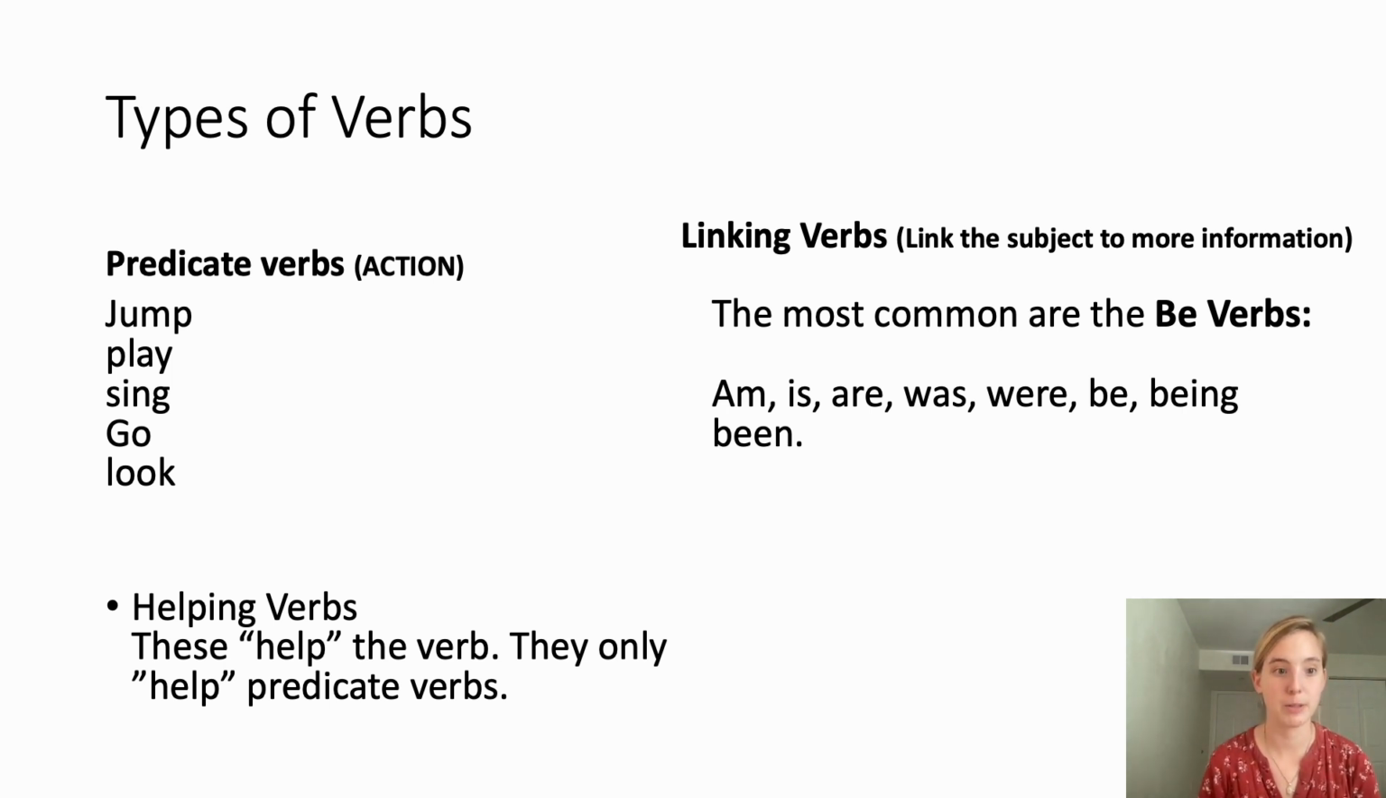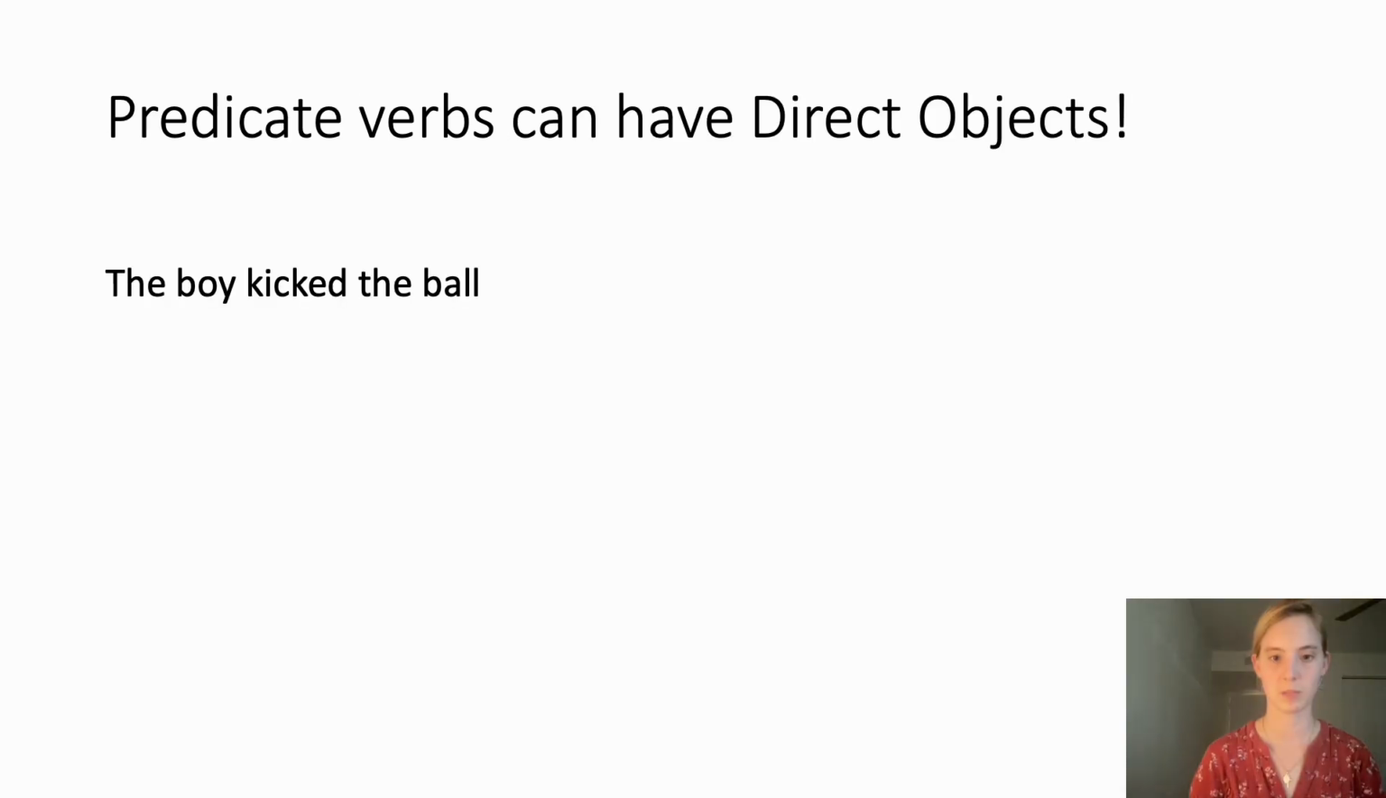Besides predicate verbs and helping verbs, we also have linking verbs. I will talk about those more in depth in another slide, but basically they link or join together the subject to more information. But I'm going to pause that discussion for a later slide. Predicate verbs are action verbs, as we just explained, and action verbs can take something called a direct object. A direct object is an objective element that tells us what the verb is acting on.